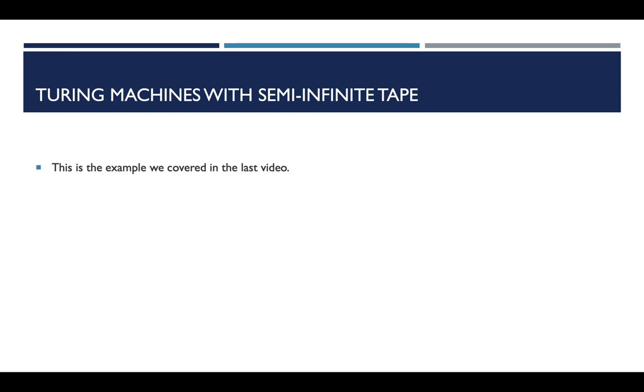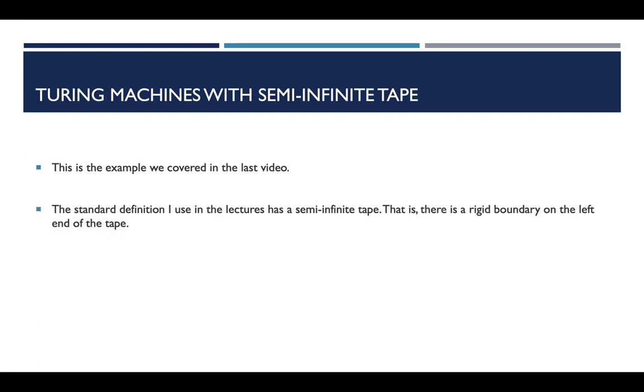So the next thing that we're going to talk about is a Turing machine with a semi-infinite tape. This is an example because the textbook does not use my standard definition of a Turing machine. And in fact, we actually covered why these types of Turing machines are the same as a completely infinite tape Turing machine in the last video, but we kind of did it colloquially. And so the standard definition that I use in the lectures is called a semi-infinite tape, and the reason is I put a rigid boundary on the left end of the tape.